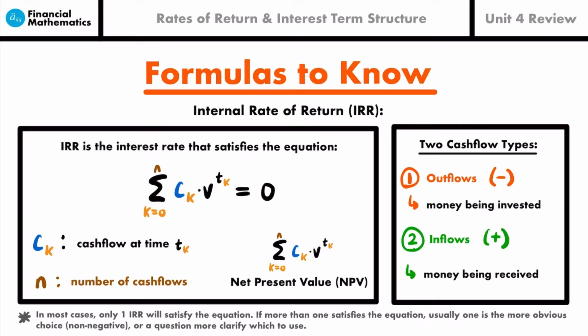either the problem needs to tell you which one to use, or one of them will be the obvious choice because it's a non-negative interest rate. Okay, but that's everything you need to know regarding the internal rate of return. So let's move on to our next formula.